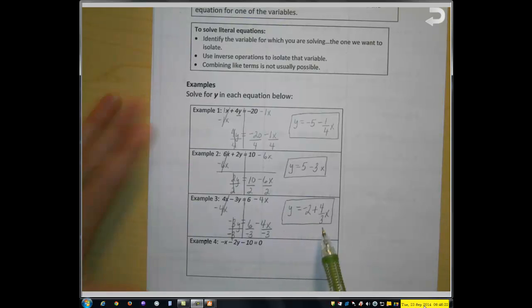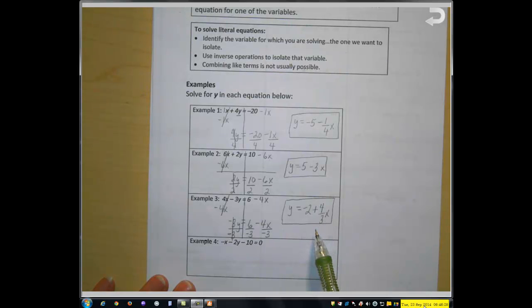And you're going to want to leave the coefficient, the number on x, in fraction form, because later on we'll be using this type of equation to graph lines, and it'll be very important at that point to have the coefficient of x in fraction form. Okay, one last example.